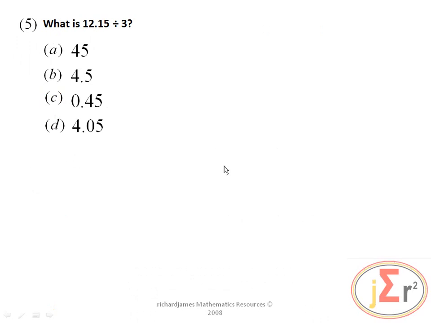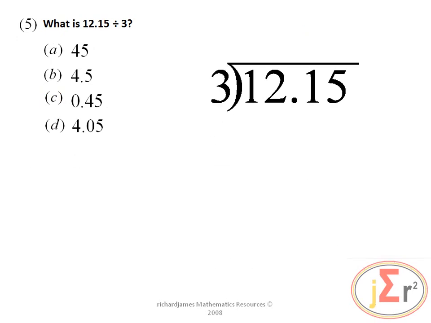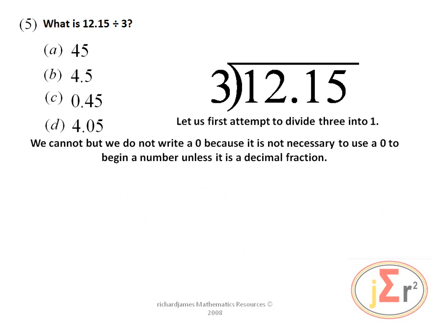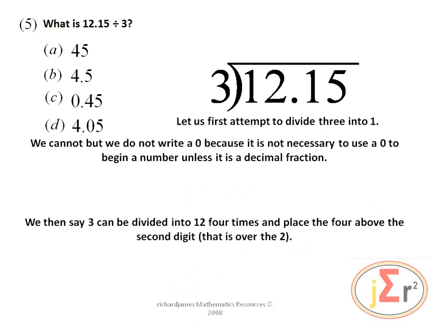What is 12.15 divided by 3? What do we do first? First, we're going to say 3 into 1, and we can't. We could put a 0 right here, and we would encounter no harm in doing that. But it's not in line with what we are accustomed to doing generally in mathematics. So we don't have to put that 0 immediately. So let us first attempt to divide 3 into 1. Of course, we cannot do that.